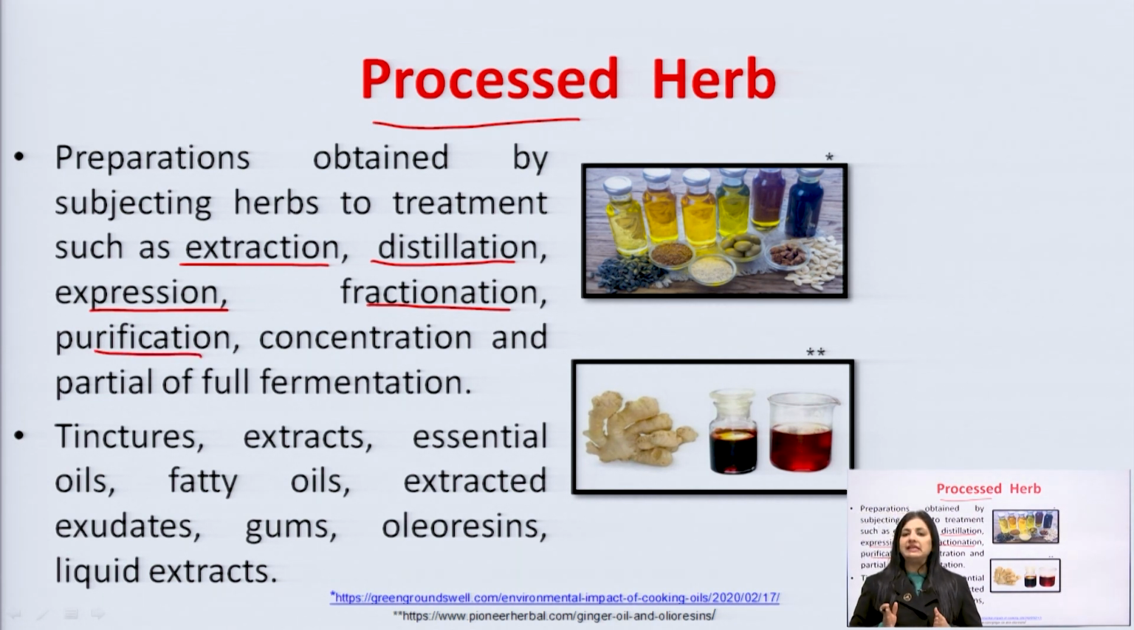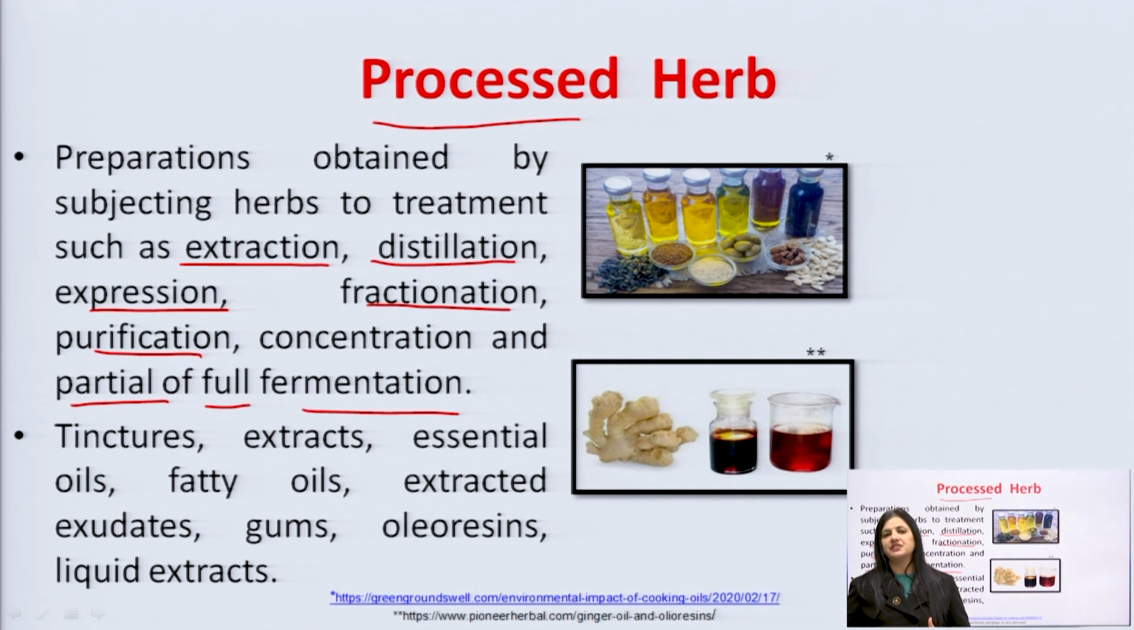Concentration, when the content of the API is lesser, you subject it to the concentration process. And partial or full fermentation. So these are the various techniques for the processing of the herb. These are extraction, distillation, expression, fractionation, purification, concentration and partial or full fermentation.